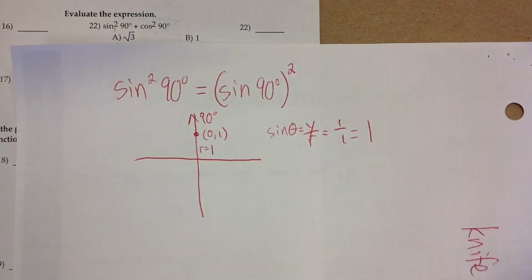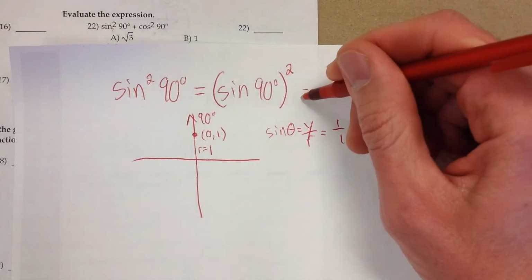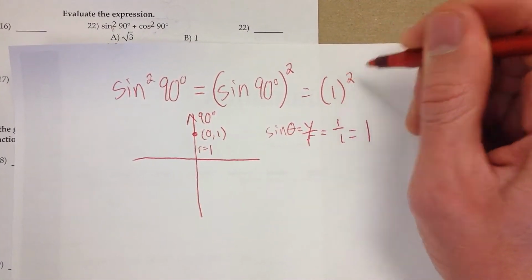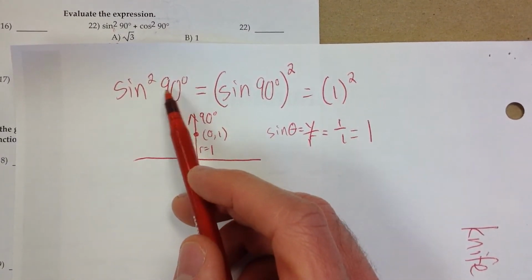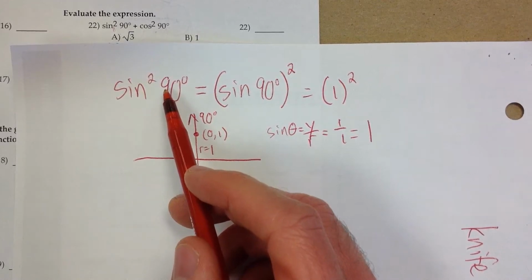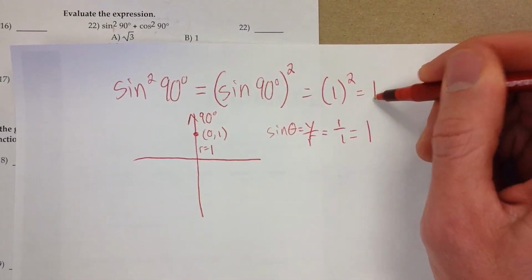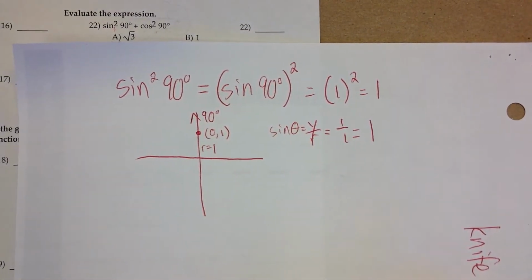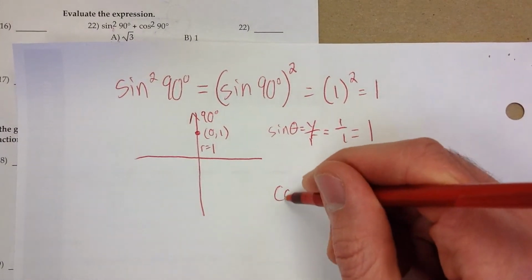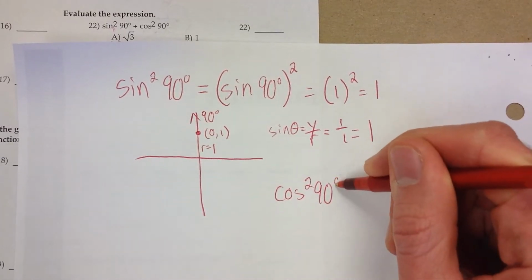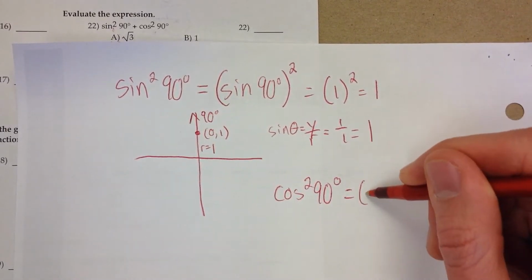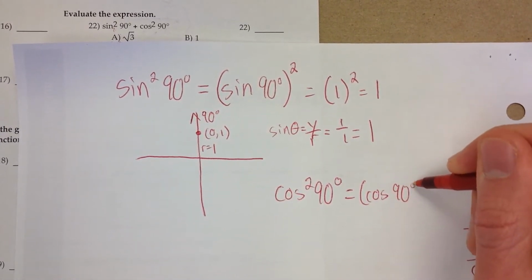And then the square of 1 is still 1. So that's what this sine squared business means. Find the sine of the angle, or whatever the trig function is, and then square that number. And then we have to find cosine. Same deal. We have to find the cosine of 90 and then square that bad boy.